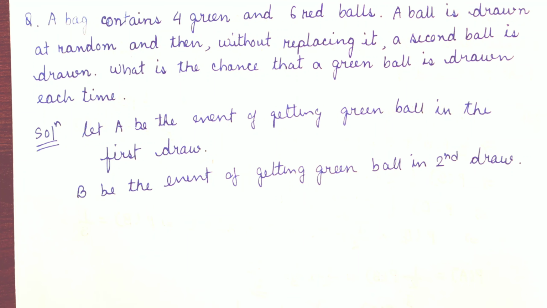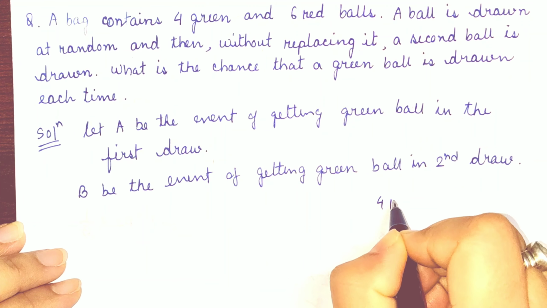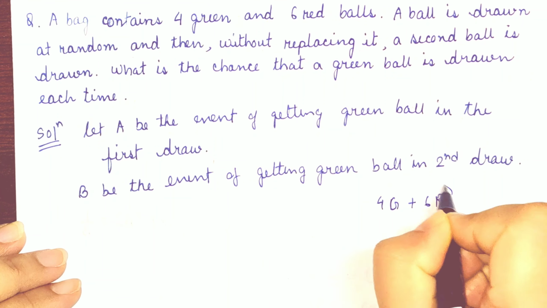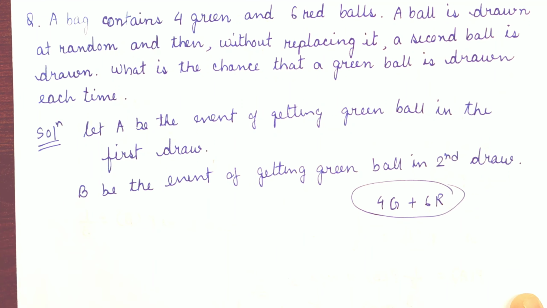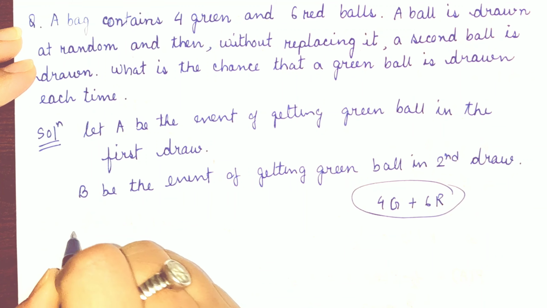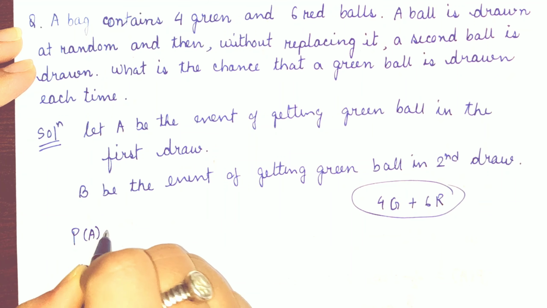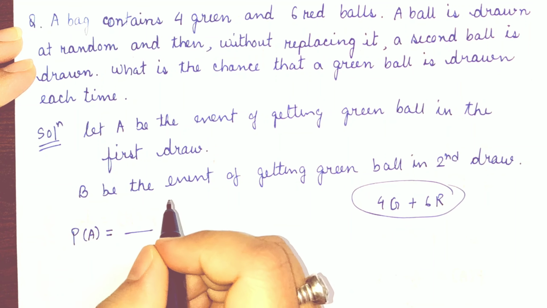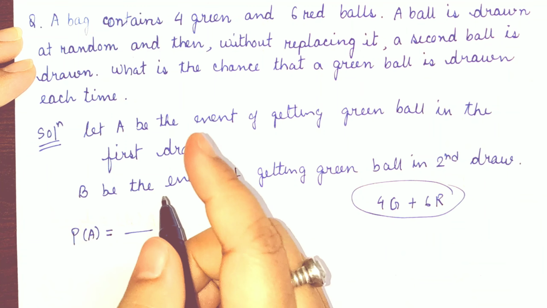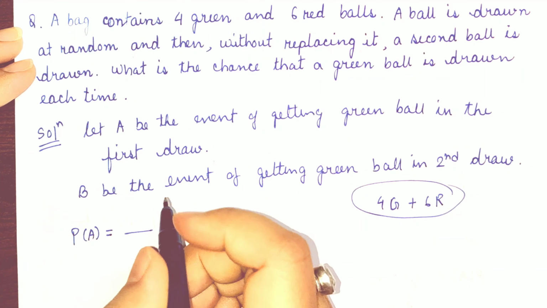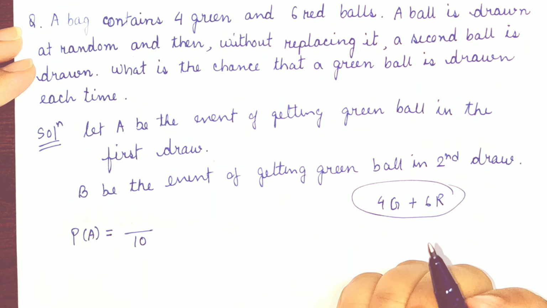Here a bag contains 4 green balls and 6 red balls. A ball is drawn at random, and then without replacing it, a second ball is drawn. What is the chance that a green ball is drawn each time? So for the first one, probability of A. Here total number of balls is equal to 6 plus 4, 10.